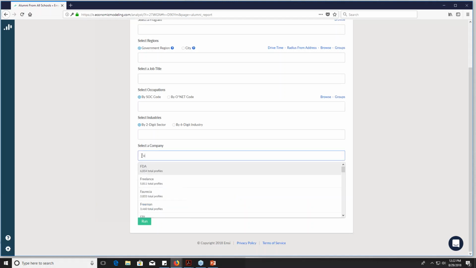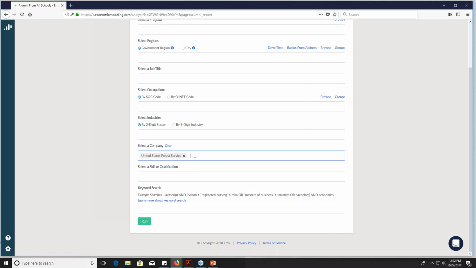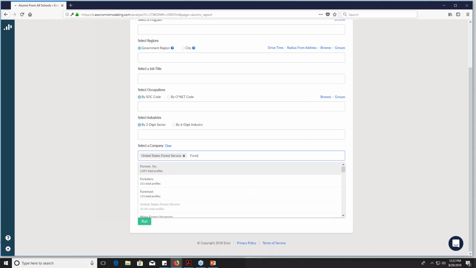So the one I want to show you today is actually the Forest Service. And so I typed in Forest Service, and it comes up with a number of them. So you can pick all of them, which is typically what I did, because, again, it depends on how the alumni are defining Forest Service for them. So you can just type them in, and they'll pop up very easily, as you can see.